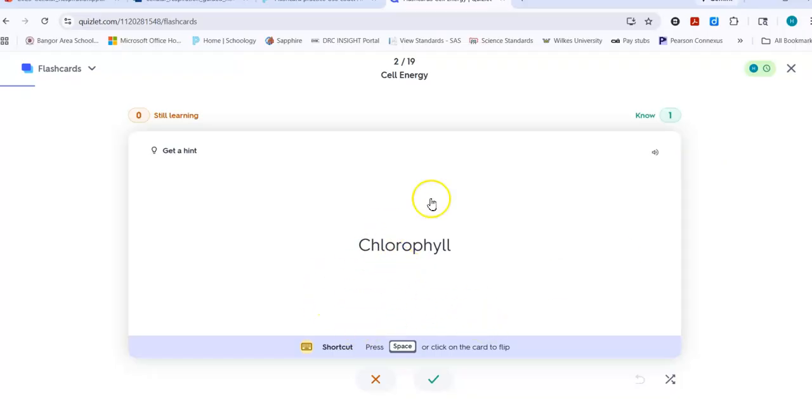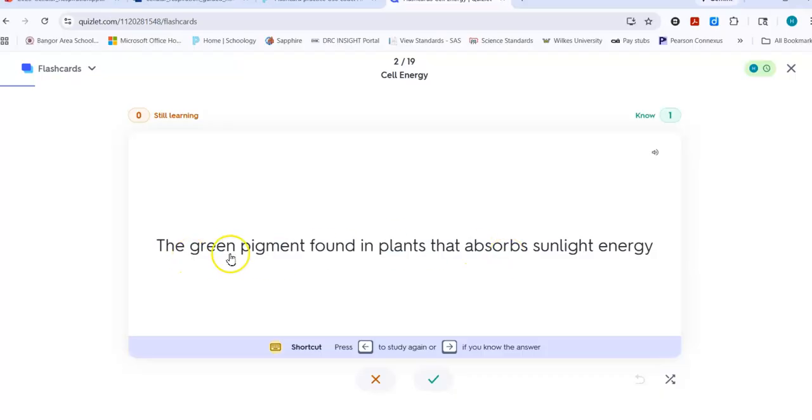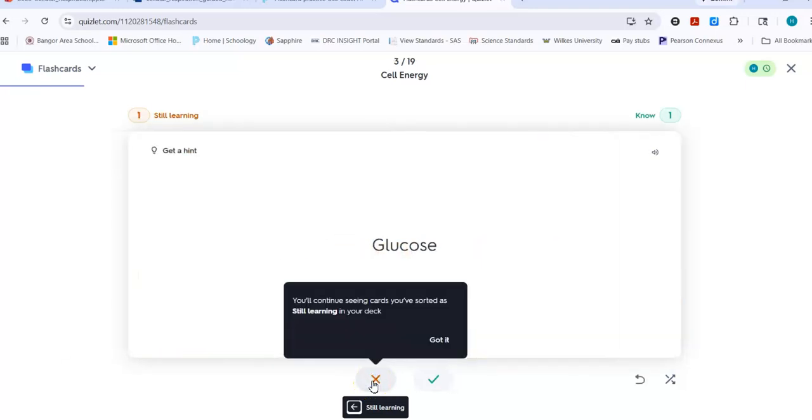So one of the things you could do is you could make your own. Here's chlorophyll, put on one side of the index card that you have. You can click on it, you flip it over, that's what you should write on the other side of your index card. And you'd be like, oh yeah, I know chlorophyll's that green pigment. So if you know it, you could put a check mark. And if you don't know it, oh, I need to study again. Put it in still learning, and see how there's one that goes in still learning.